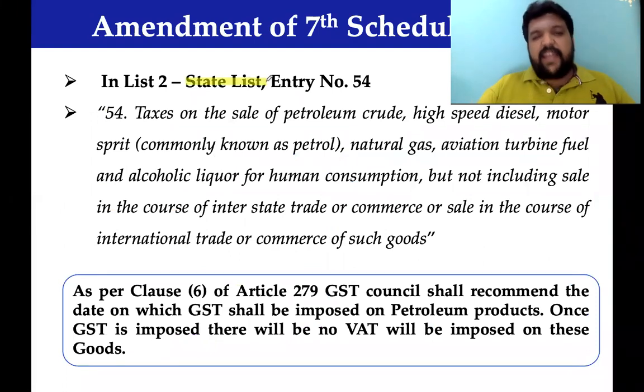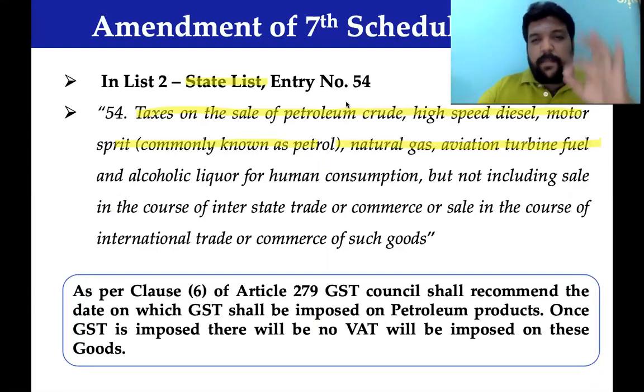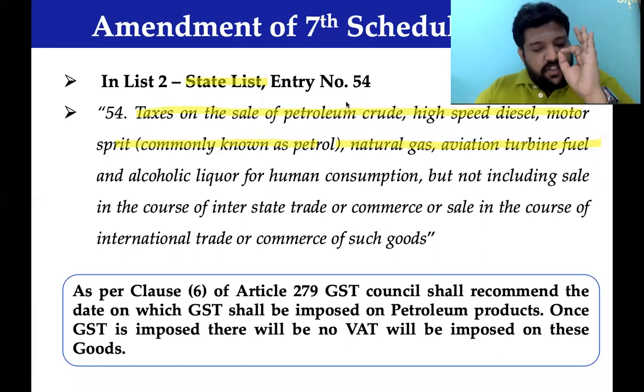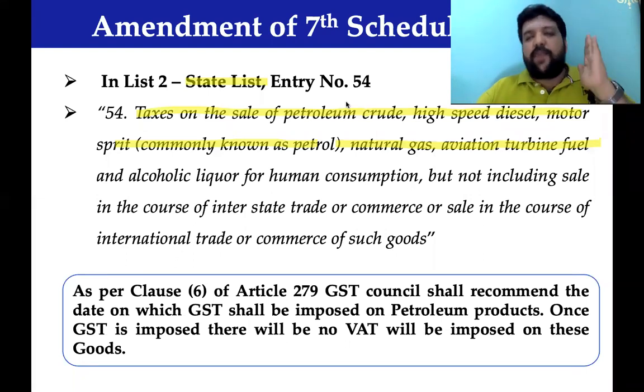State government collects a tax called value added tax on all sales of petroleum products: high speed diesel, oil, petrol, natural gas, aviation turbine fuel. If these products are manufactured, central excise duty will come. If they are sold, they will be liable for state value added tax. Again, these products are not liable to GST.